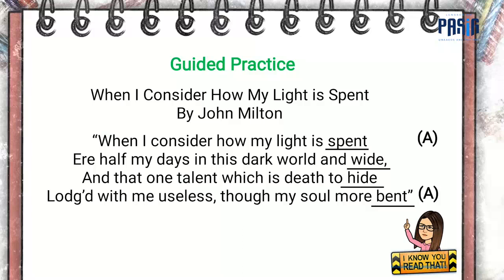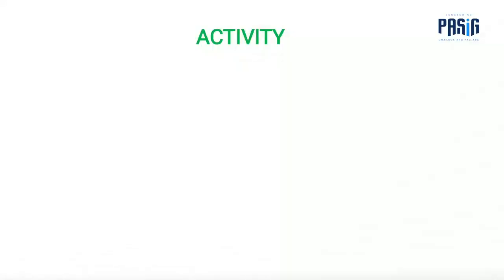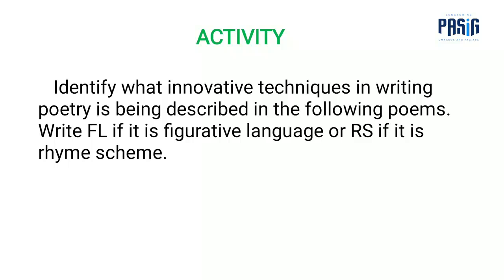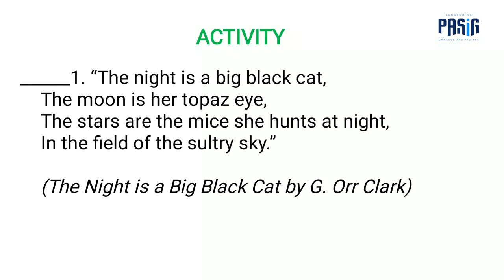Now for more activities, let's try this. Identify what innovative technique in writing poetry is being described in the following poems. Write FL if it is figurative language, or RS if it is rhyme scheme. Number 1. The night is a big black cat. The moon is her topaz eye. The stars are the mice she hunts at night in the field of the sultry sky.